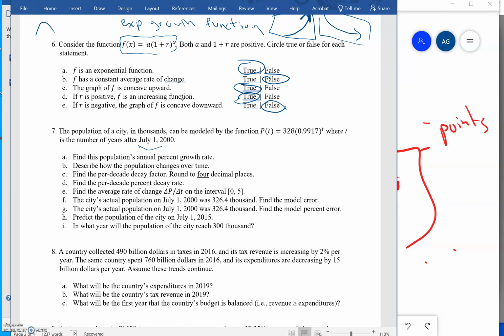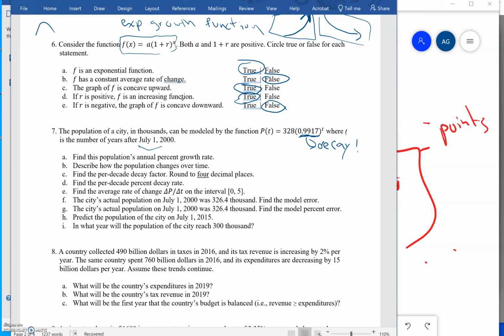Let me point out a couple of things about this model before we even get into the questions. I think it's always a good idea to think about the problem before you just dive into the questions, if you have the time to. Specifically, this is a decay model. So this model is actually decaying. I know that because this number is less than 1. All right, so with that in mind, let's move on to the questions.